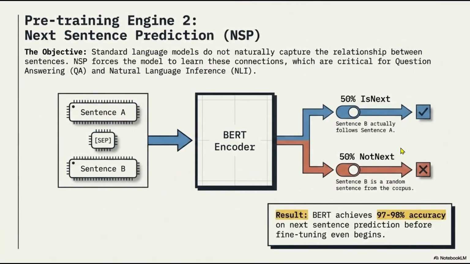The second engine is next sentence prediction, which is critical for question answering and natural language inference. BERT is trained to predict if sentence B actually follows sentence A. 50% of the time it is the real next sentence, and 50% it is a random sentence. Remarkably, the model achieves around 97 to 98% accuracy on the task during pre-training.